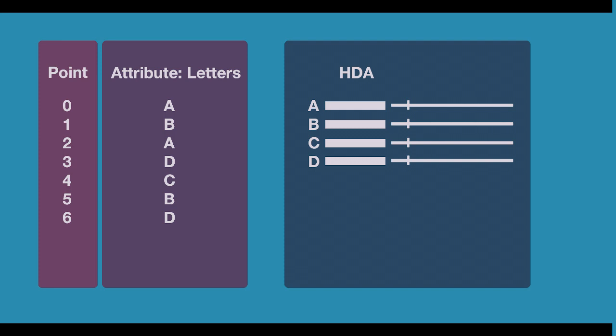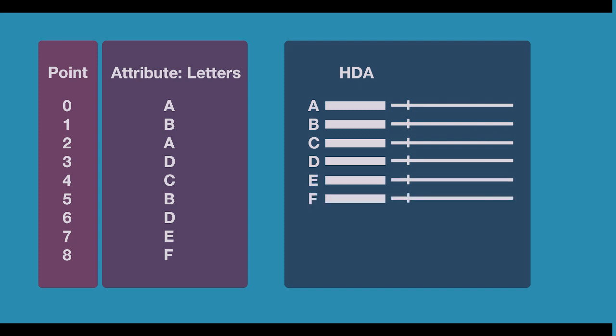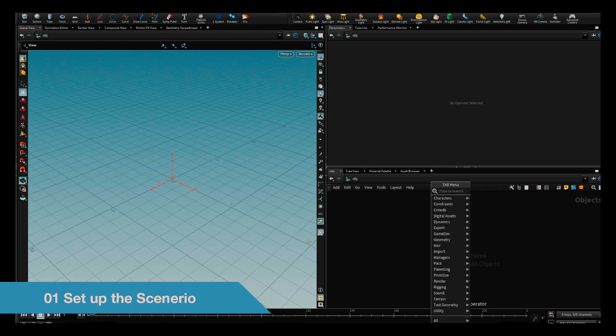So what's the problem? Well, if we were to switch the input and now we have an E and F attribute, we don't want to go back to the tool and create float sliders for the 2 additional attributes. We want our tool to be smart enough to create these sliders itself. Alright, let's go into Houdini and set up the scenario.